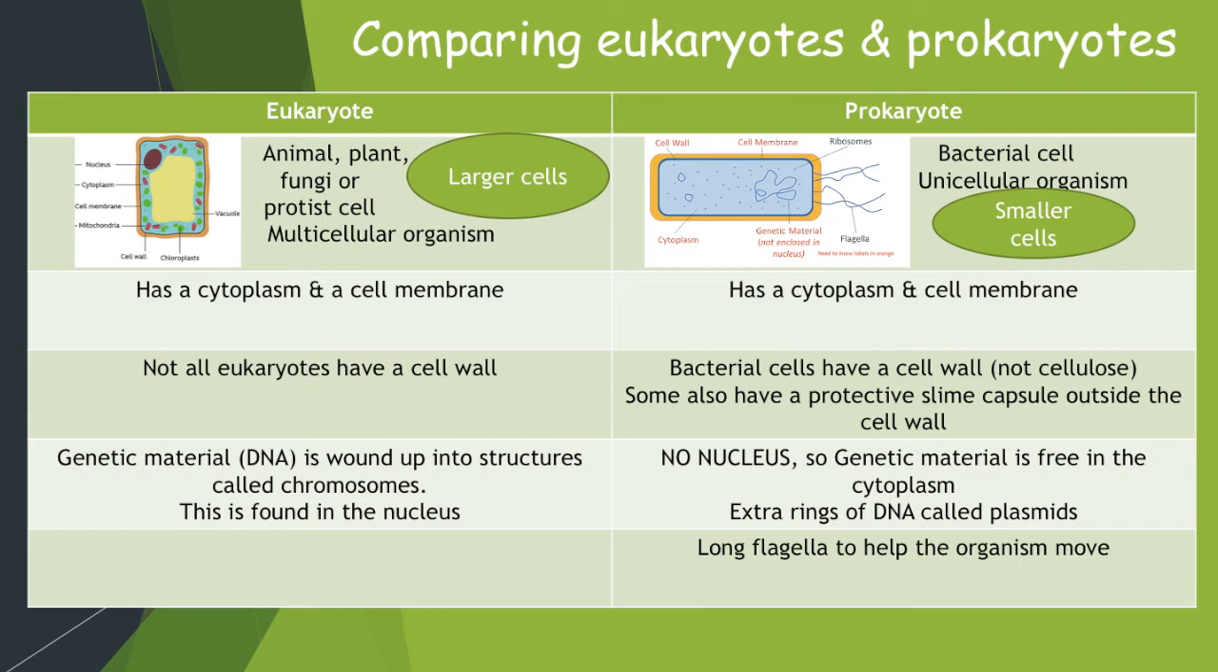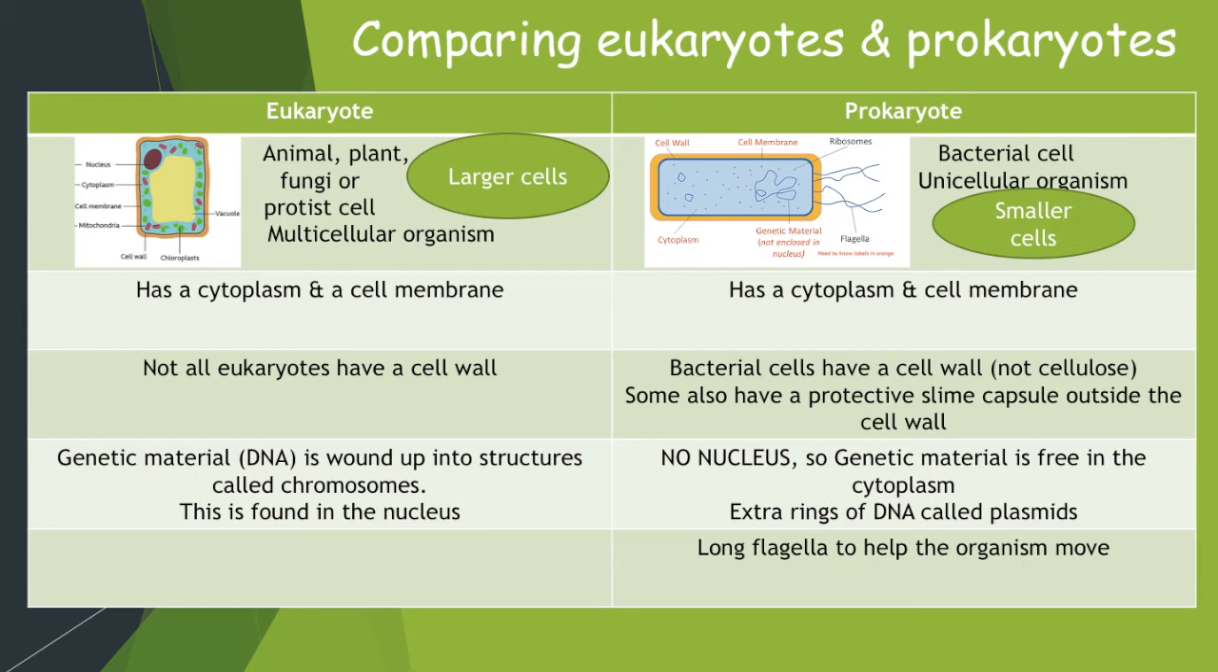So a eukaryote could be an animal, plant, fungal or protist cell. Generally, these are multicellular organisms. This means that it's an organism made up of many specialised cells, all needed to enable the organism to function. Prokaryotes are bacterial cells, and these are unicellular organisms. This means they're made up of one cell and are able to survive with their one cell carrying out all the functions needed. So I've also put in this section that eukaryotes are larger than prokaryotes.